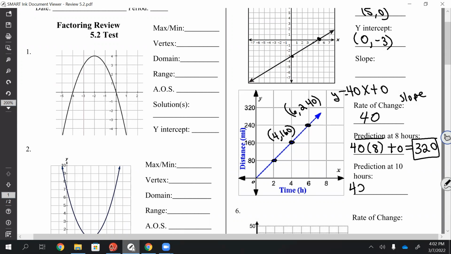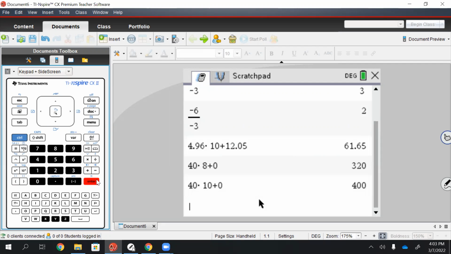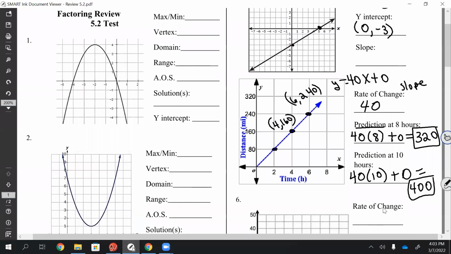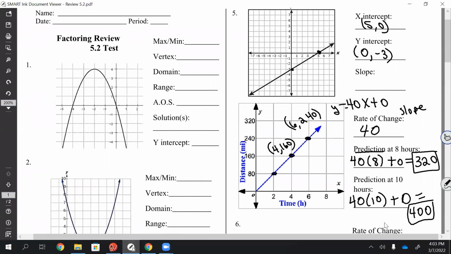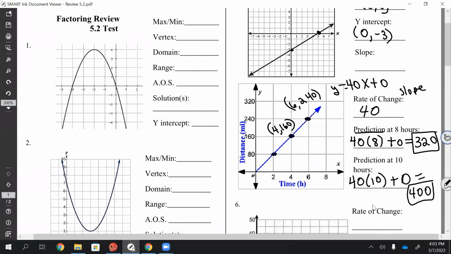So we would do 40 times 10 plus 0. And 40 times 10 plus 0 is 400. So after 10 hours, we could estimate that they would go 400 miles. So now what you need to do with the first graph here is go in the table, put in your 2 points, and get the slope.